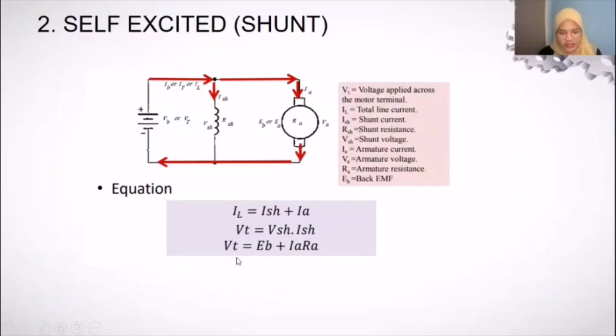And the last equation is VT equals EB plus IA RA. VT is the voltage applied across the motor terminal, equal to EB, the back EMF, plus IA, the armature current, multiplied by RA, the armature resistance.